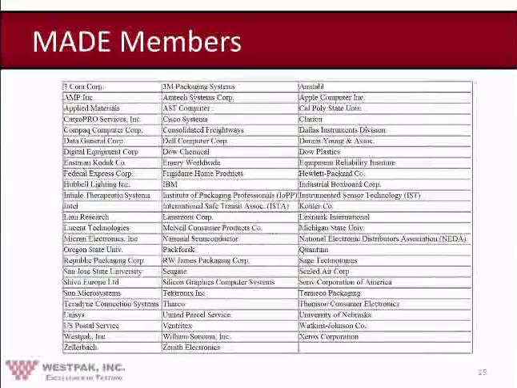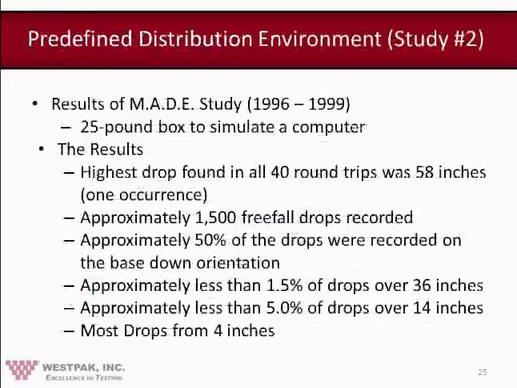Going on, the study ran from 1996 to 1999. If you think about it now, 40 to 50 years later, our technology is better. We're going to ask ourselves now, if we ship, again, a 25-pound box to simulate a computer, what will the results be this time? The highest drop height found in all 40 round trips was 58 inches, and there was only one occurrence of this. There were approximately 1,500 freefall drops recorded.